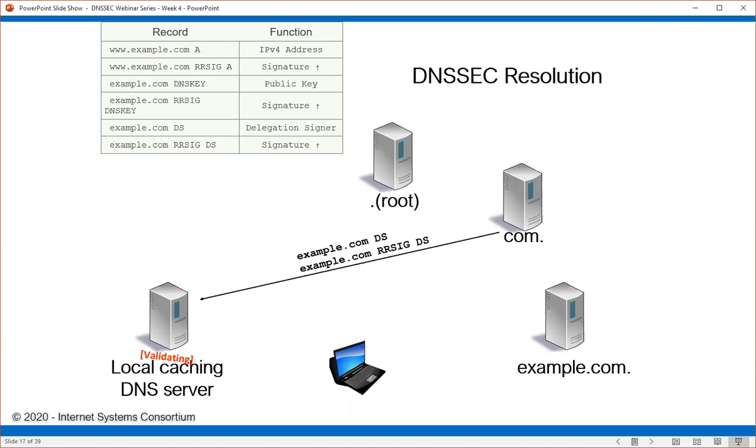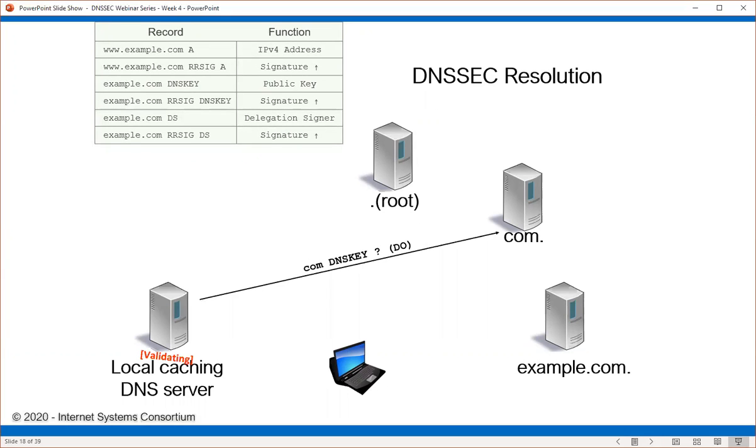Well, that's great, but how do we prove that the RRSIG is good? Well, which key was used to create that signature? Well, it's the one for com, not the one for example.com, but the one in the parent. So what we're going to have to do now is ask for the keys, the public portion of the keys associated with that signature. So we're going to ask com, hey, can you please give us your DNS key? And again, we have the DO bit set. So we're going to get back the DNS key for com, and we're going to get the signature on that DNS key.